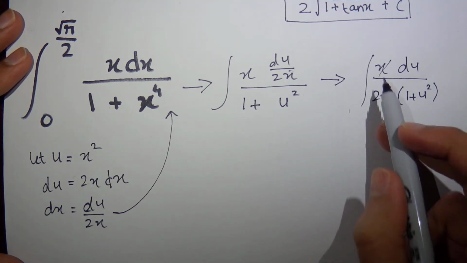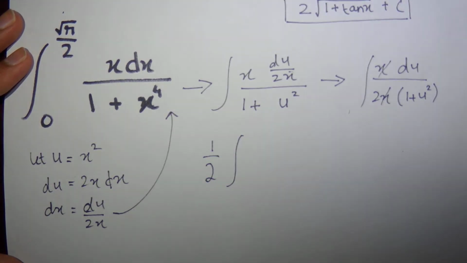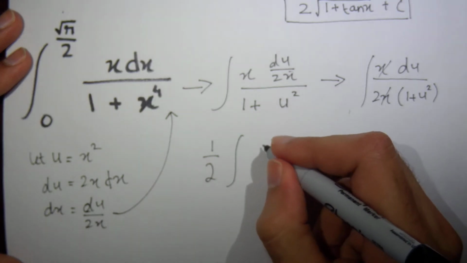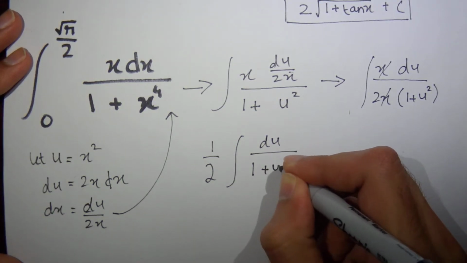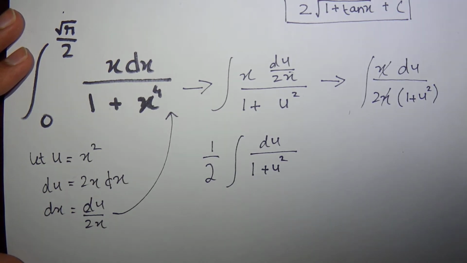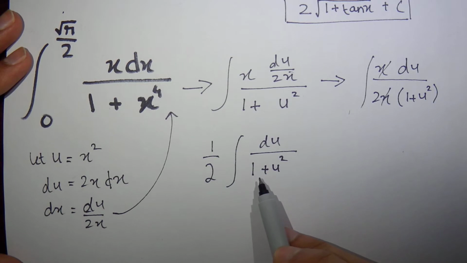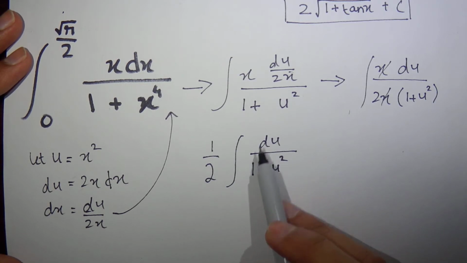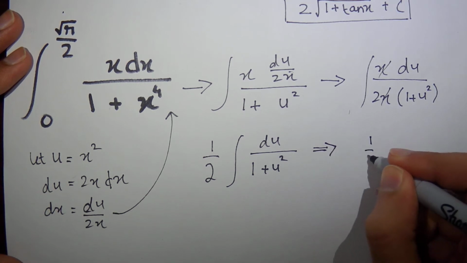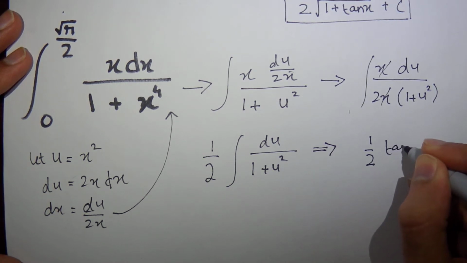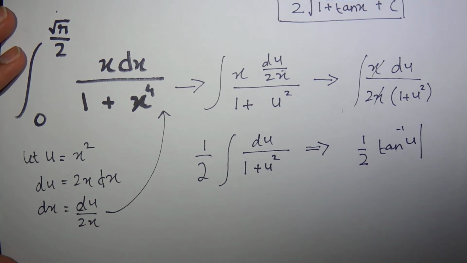Now I'm going to pull 1 over 2 out. Another simple integration law you should know before doing u integrals. We're left with du over 1 plus u squared. Now that is definitely the derivative of the tan inverse. So the antiderivative of that is equal to 1 over 2 tan inverse of u. And we have our bounds.